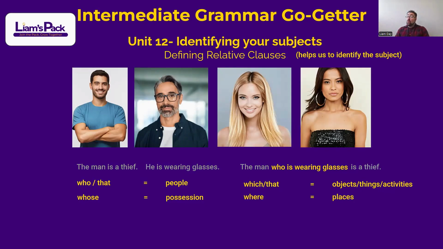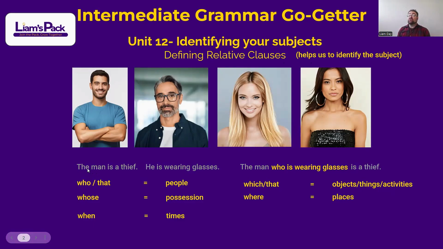We can also use where for places. So, for example, the place where I grew up is next to the sea. If I say the place is next to the sea, it's not clear. We need the extra information to say which place, the place where I grew up. So remember that these kind of defining relative clauses help us to identify the subject.